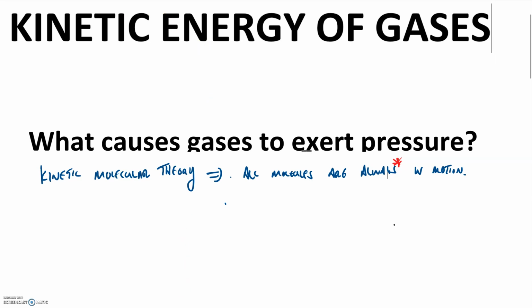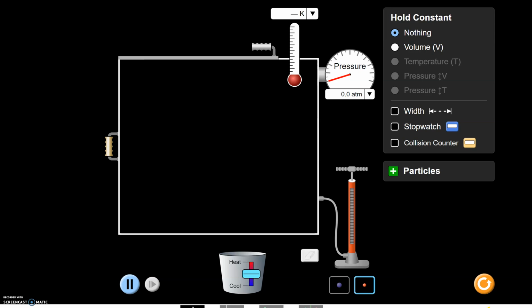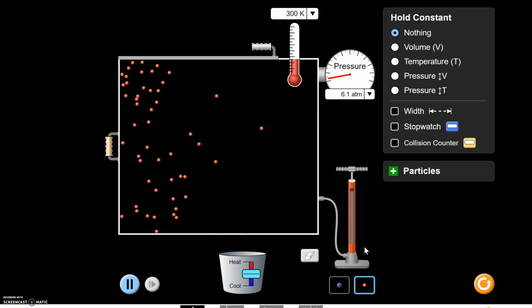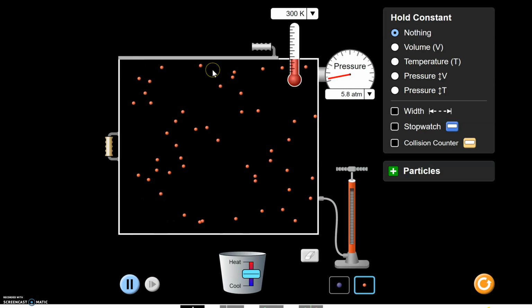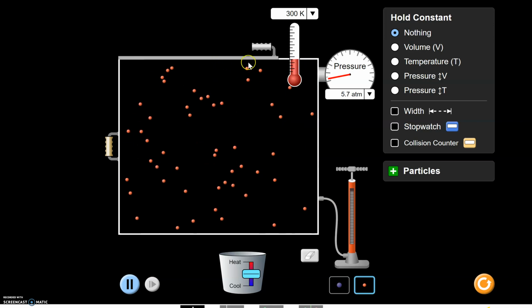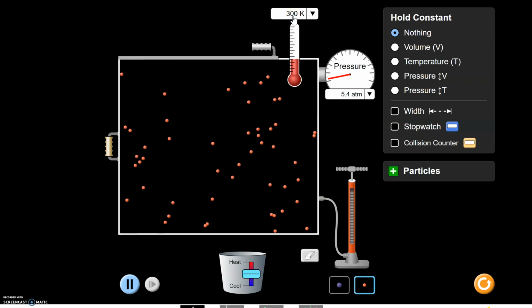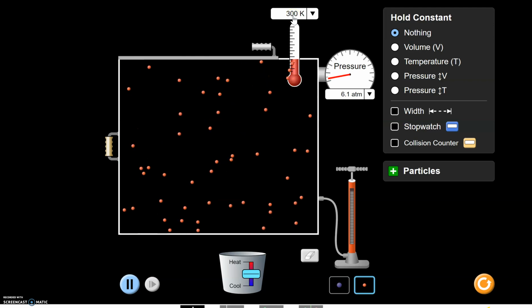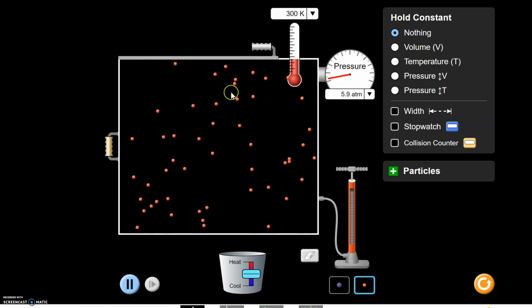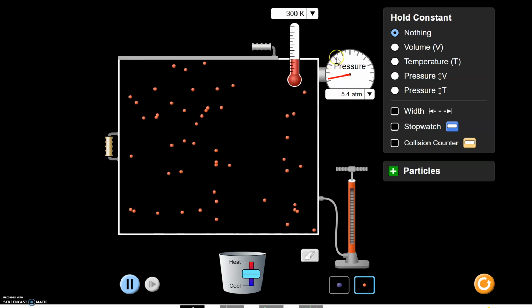And here we have a nice little simulation that shows us exactly what's going on. Here is our chamber. Currently our pressure is 0 atmospheres. And I'm going to pump this handle and inject some gas particles into this chamber. And you can see that as they start hitting the sides of the vessel, our pressure goes up. When we're at 300 kelvins, about 27 degrees Celsius.